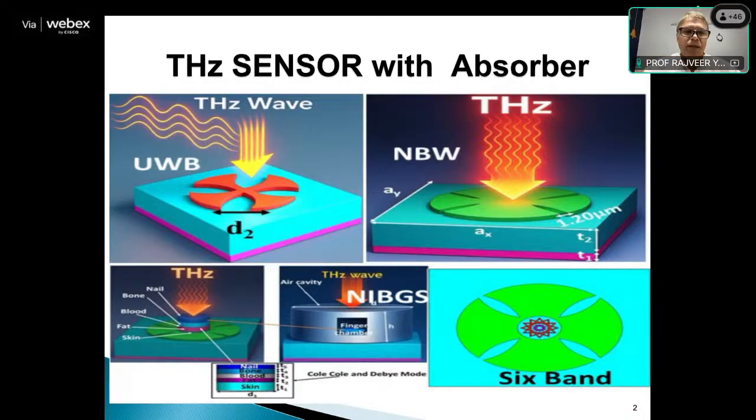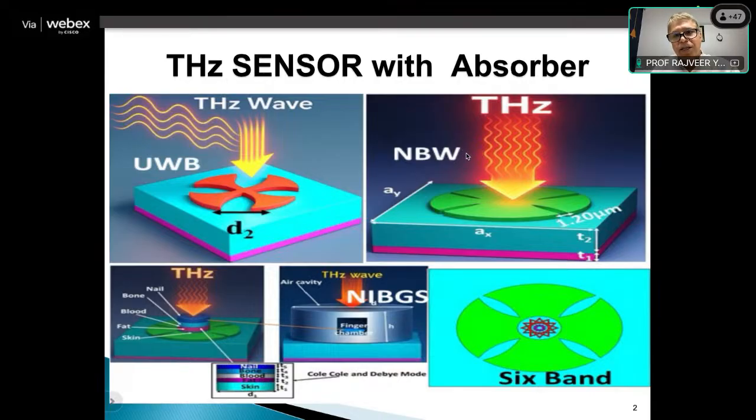Now, if you see the first structure, it has been developed using different materials at terahertz wave. Then we have changed this. This was ultra wideband. We have changed the structure to a new structure, and it is a narrowband structure, at the same terahertz frequency. Then in this structure, we are showing the biological tissue, maybe nail, bone, blood, fat, skin at terahertz frequency.